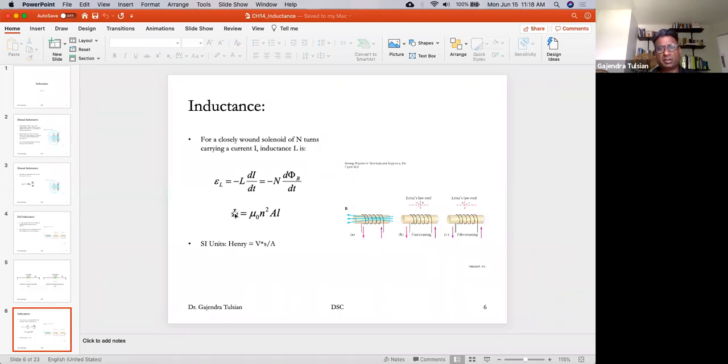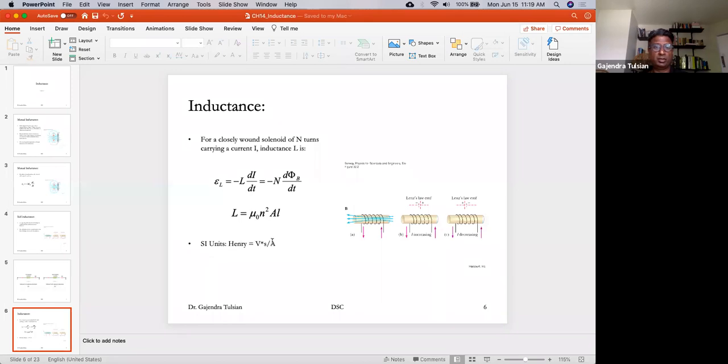The self-inductance is given by mu naught, the permeability of free space, times little n, the number of turns per unit length, times A, the area of cross section, times L, the length of the solenoid. So this is the volume of the solenoid, and little n is the windings, the number of turns per unit length.